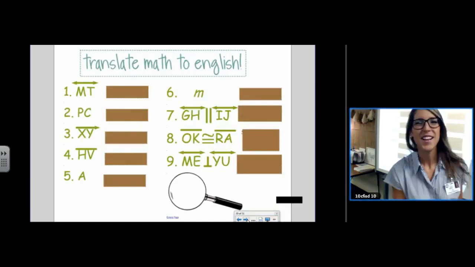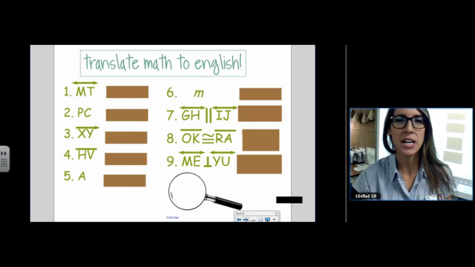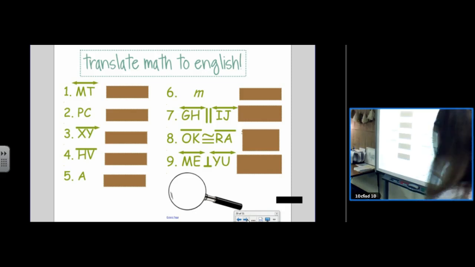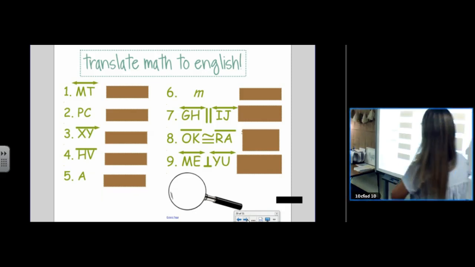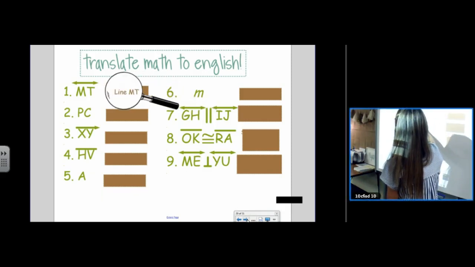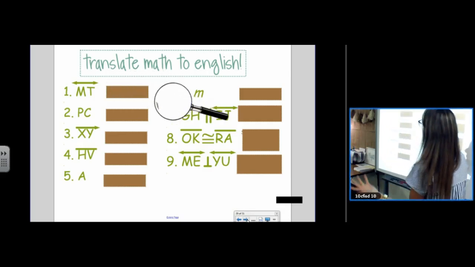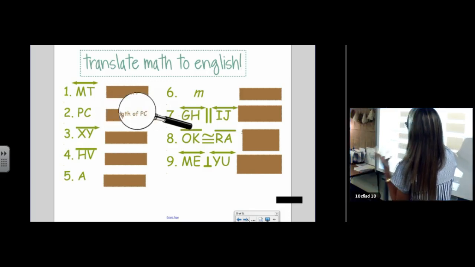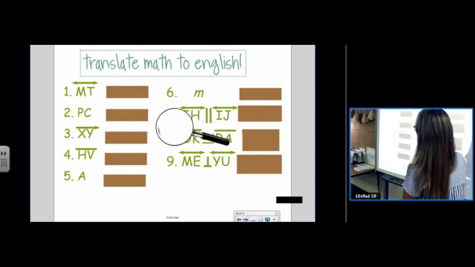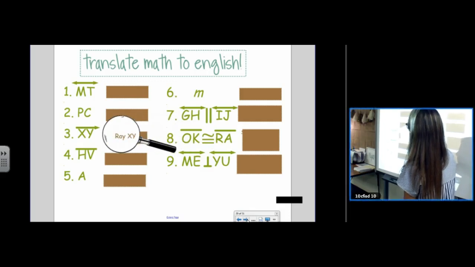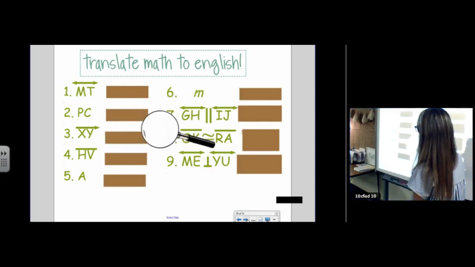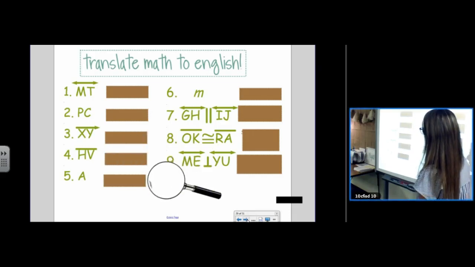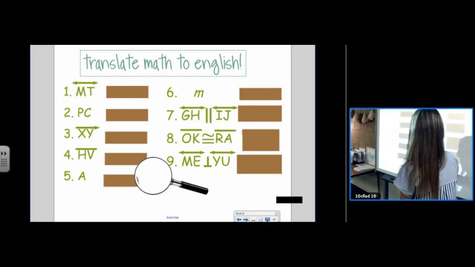Last thing of the day, we're going to be translators. We're going to translate math into English. I'm going quickly because the bell's about to ring. Number 1, that is line MT. Number 2, we left it naked. It's not a line, it's not a segment. It's the length of segment PC. Number 3, ray XY. Number 4, segment HV. Number 5, that's a point. One capital letter, point A.